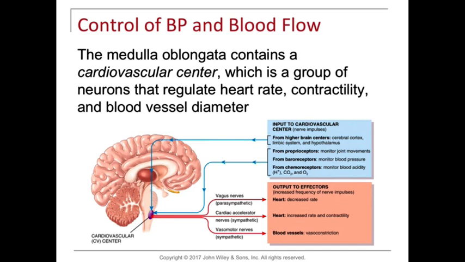Okay, the video spoke about the control of the blood pressure and the blood flow, the medulla oblongata that contains the cardiovascular centers there, as well as the respiratory center. It's a group of neurons that regulate heart rate, the contractility, and the blood vessel diameter.